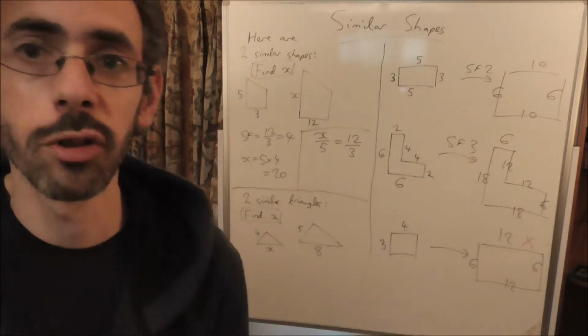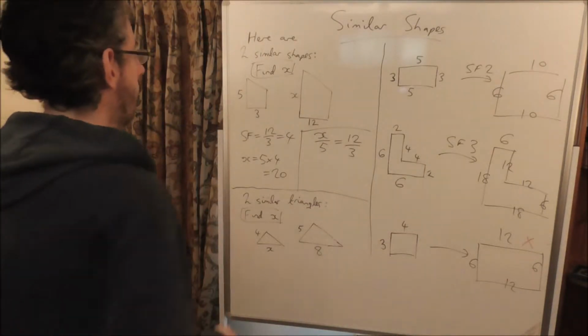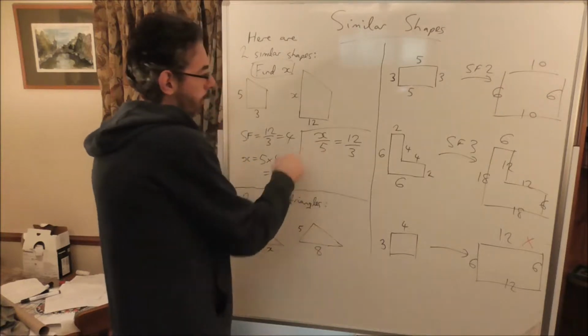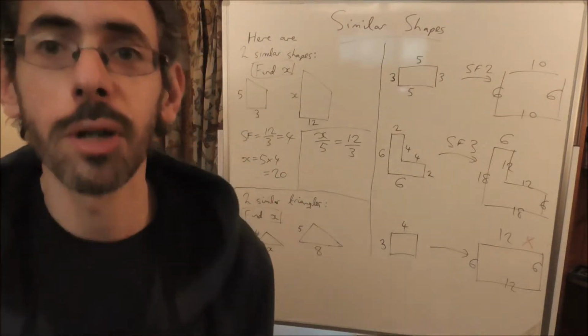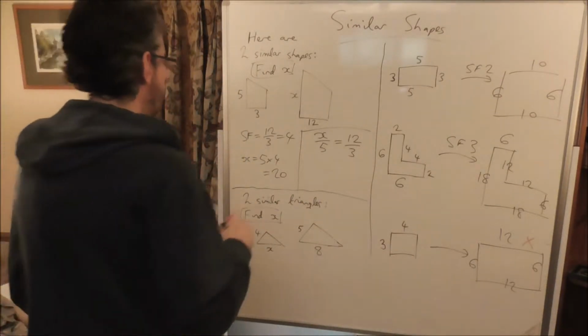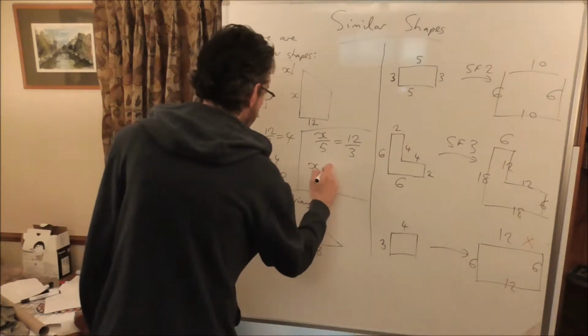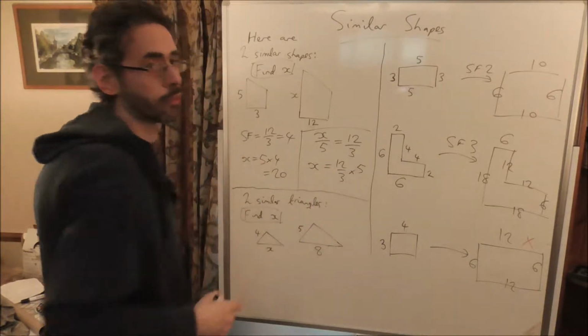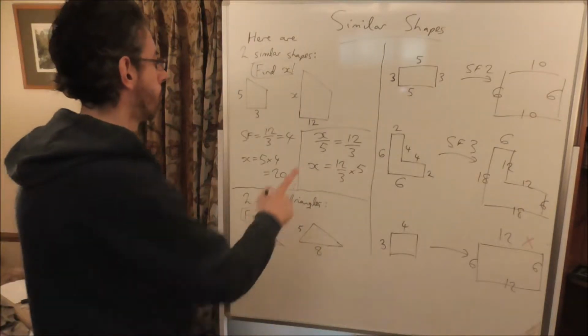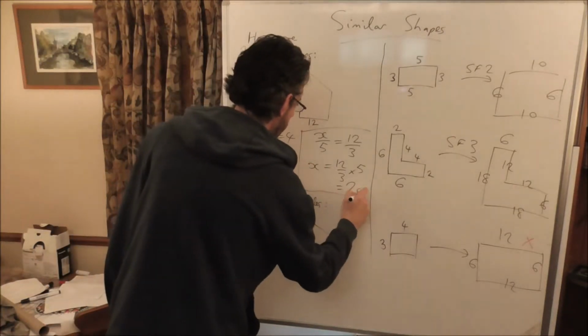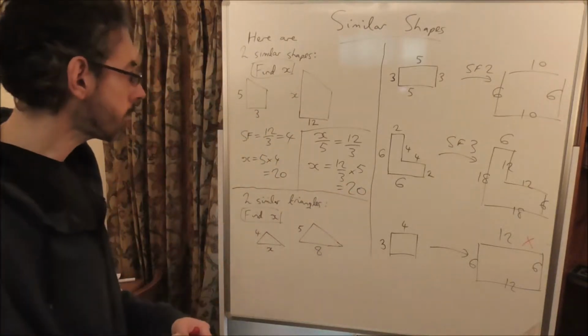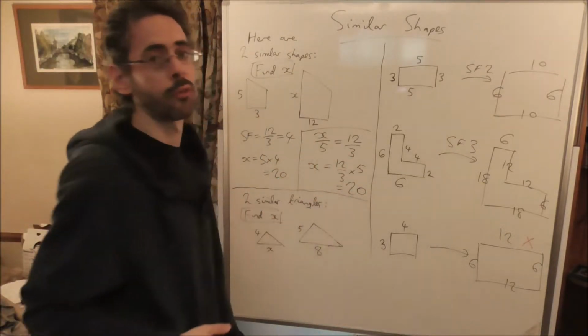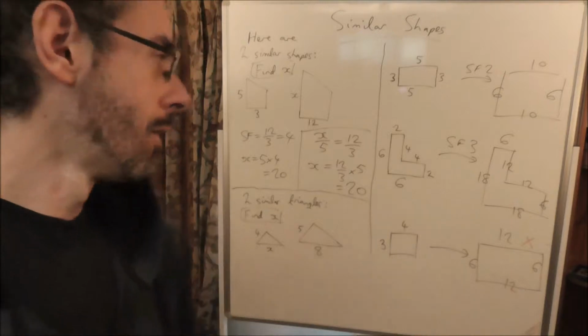So you're setting up an equation, and to solve it you want to get x on its own. To get rid of the 5 down here, we multiply both sides of the equation by 5. You end up with x on its own on the left-hand side, equals 12 over 3 times 5. 12 divided by 3 is 4, and 4 times 5 is 20. So you get the same answer. This method will be useful for harder problems that we'll do later on.